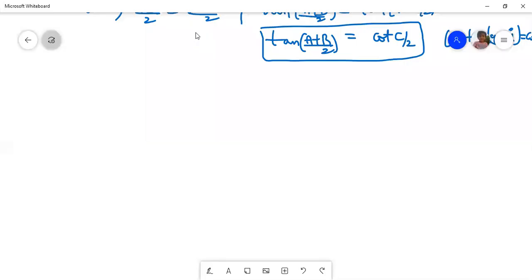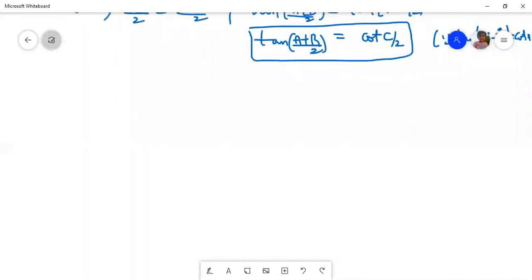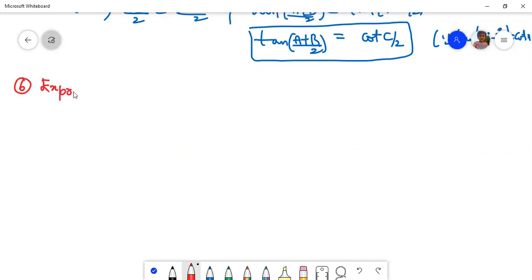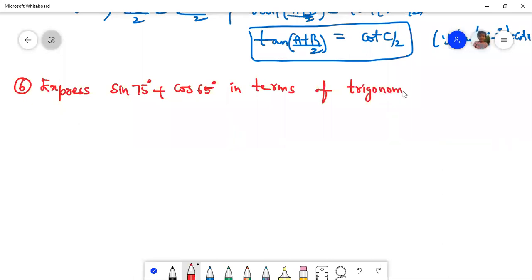For the last problem in this exercise, sixth one. Express sine 75 degrees plus cos 65 degrees in terms of trigonometric ratios of angles between 0 degrees and 45 degrees.